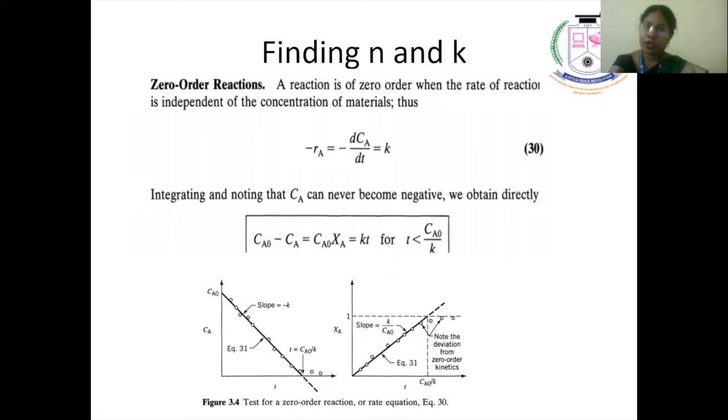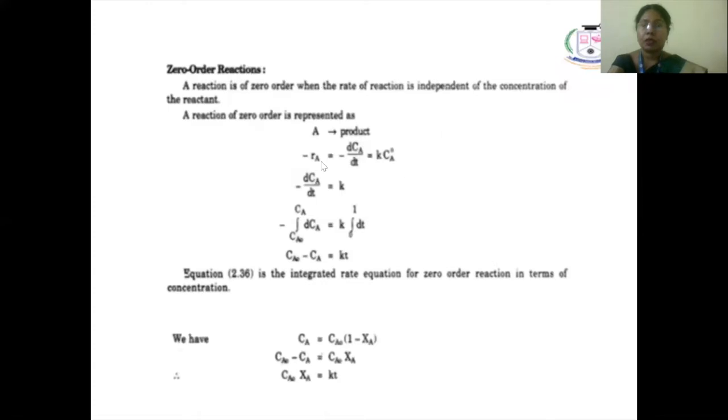Let's consider the zero order reaction. A photochemical reaction is a classical example of a zero order reaction. As per zero order reaction, the rate of the reaction is independent of the concentration of the materials. So this is how the final equation is derived.